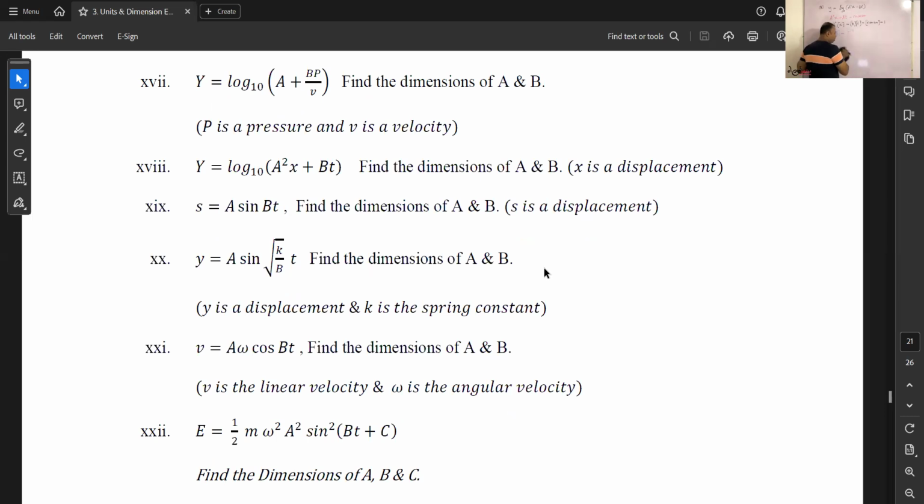Okay. When you are deriving the dimension of B, what was your argument? There should be an angle inside the trigonometric function. Yeah. And an angle doesn't have a dimension. Very good.